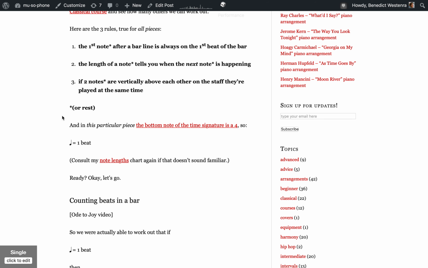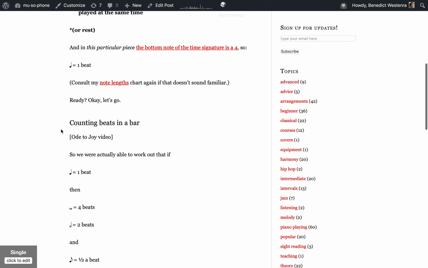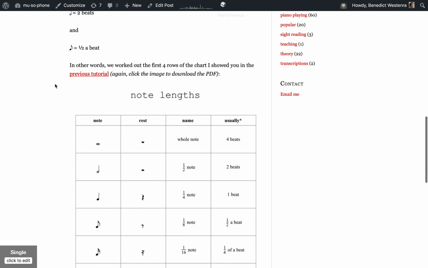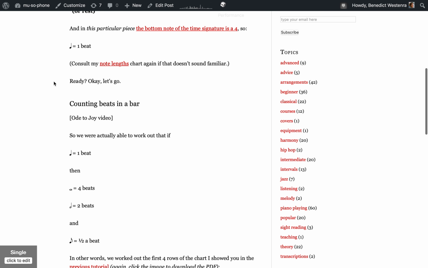It's going to make sense when we get to time signatures, which is much later on in the course. But for the time being, you'll just have to take this on trust that for this piece, and in fact for most pieces in popular music, not for every piece in classical music, a quarter note is 1 beat. So that's why I put the word usually here. It's usually true, especially if you're playing popular music, but not always true. So I have to include that caveat.